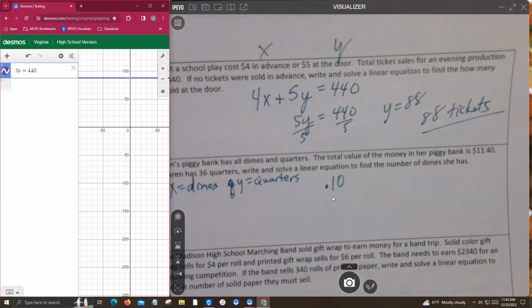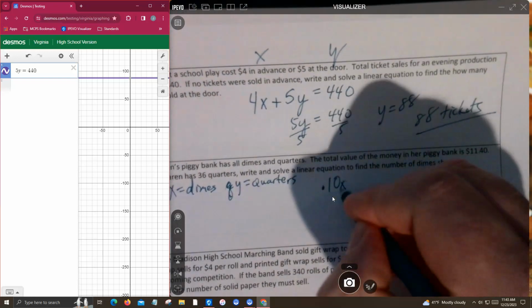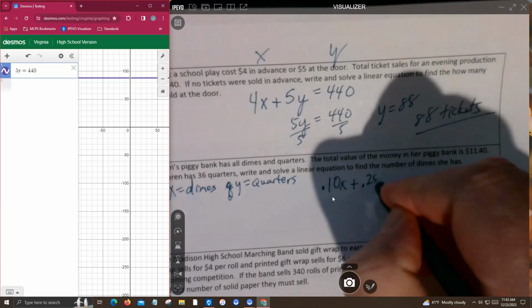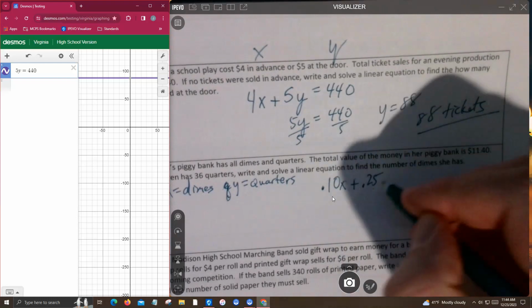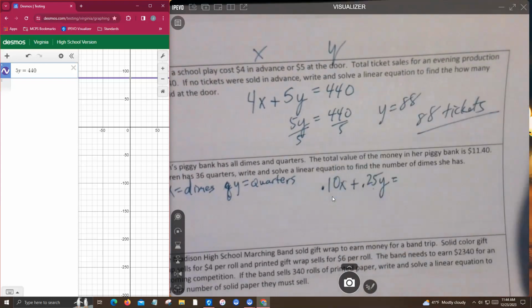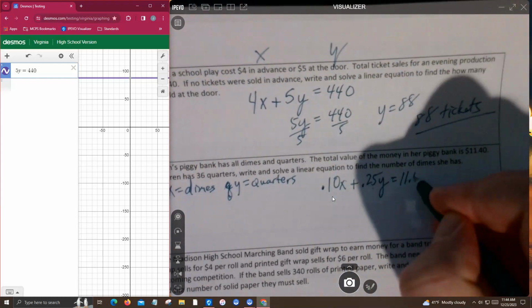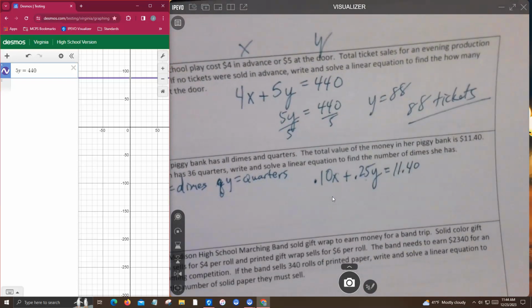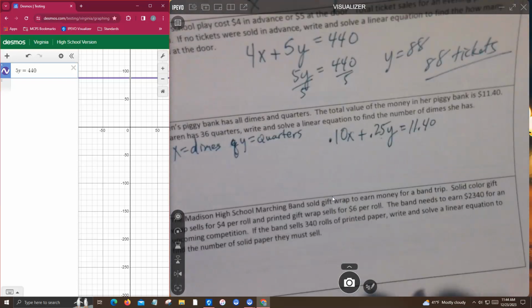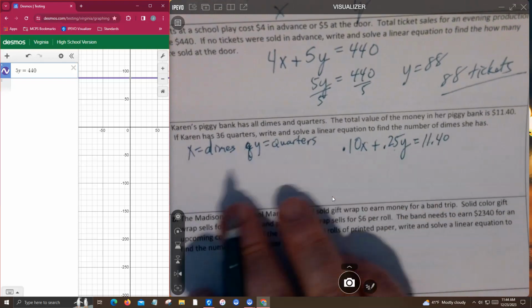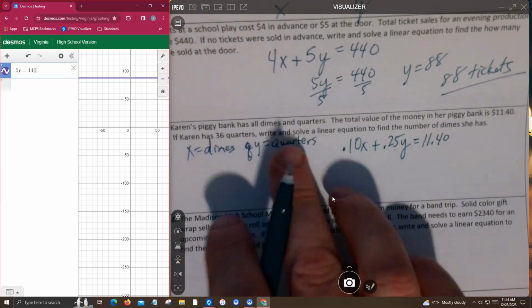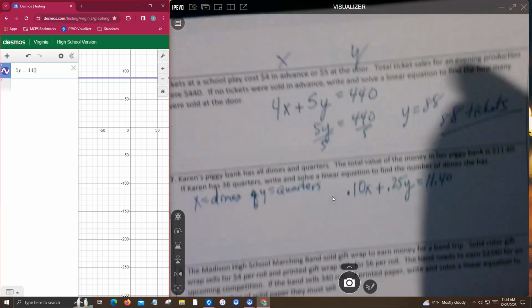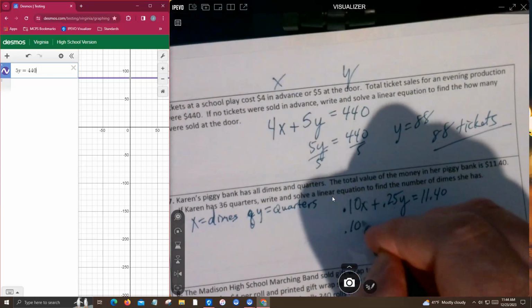So a dime is 0.10, okay, that's 10 cents for every dime, plus 0.25, which is how much a quarter is worth for every quarter. And she's got $11.40 in her bank. Okay. Now, it says Karen has 36 quarters. So remember, I made Y quarters. So in place of Y, I'm going to put 36 in.